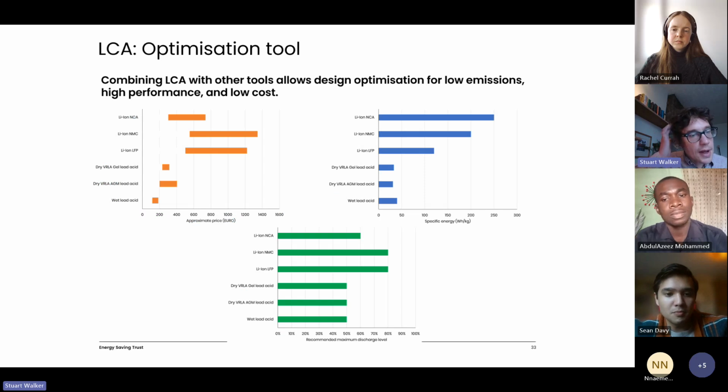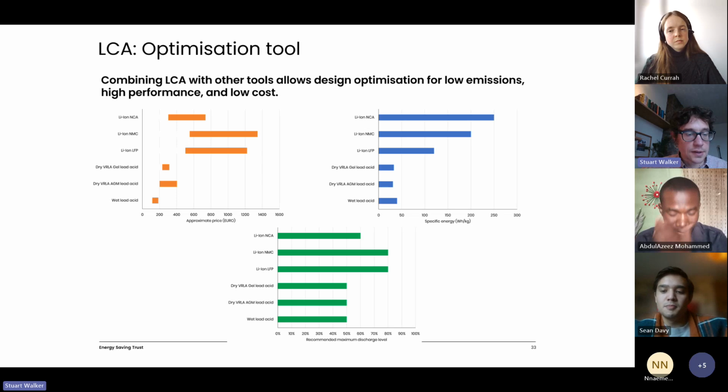So again, talking about how we can look at LCA in comparison with various other measures. This is talking about batteries again, so we can compare the performance with the cost, the performance in certain weather conditions, and we can compare all those various other variables with the life cycle assessment to get the best overall solution.